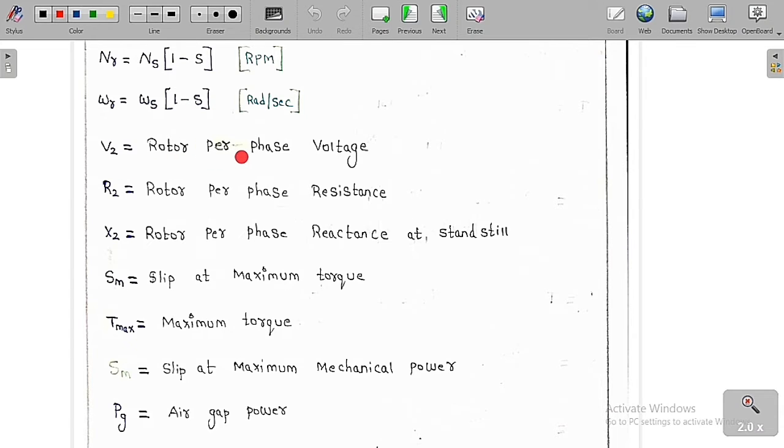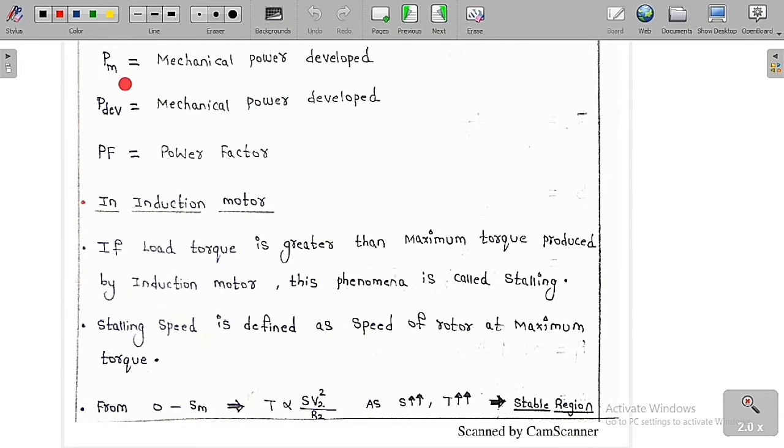V2 is called the rotor per phase voltage. We can use V2 or E2, both are same, the rotor induced per phase voltage. R2 is the rotor per phase resistance, and X2 is the rotor per phase reactance at standstill. SF is the slip at the maximum torque, TMAX is the maximum torque, and this green SM is the slip at the maximum mechanical power. PG is the air gap power, or rotor input or stator output. PM is the mechanical power developed, and P developed is also the mechanical power developed.